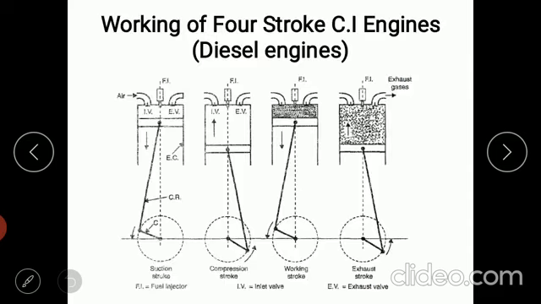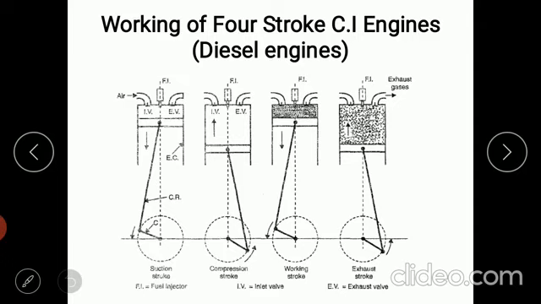Again, the working is 4-stroke. This is the working of a 4-stroke CI engine. Only thing is, during suction stroke, only air will enter into the cylinder, not the combination of air and fuel mixture. That is possible only in SI engine. In case of diesel engine, only atmospheric air enters into the cylinder during suction stroke. Inlet valve is kept in an open condition. Piston will move from TDC to BDC.